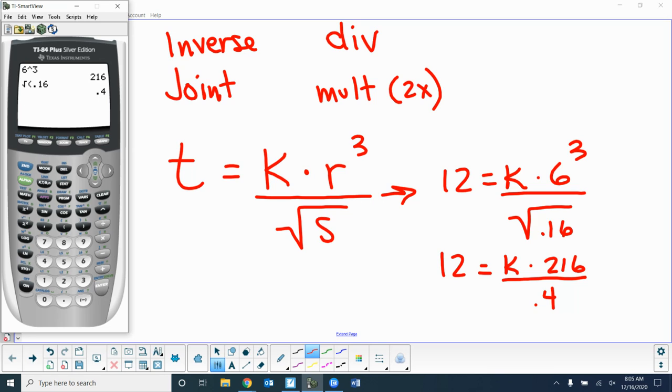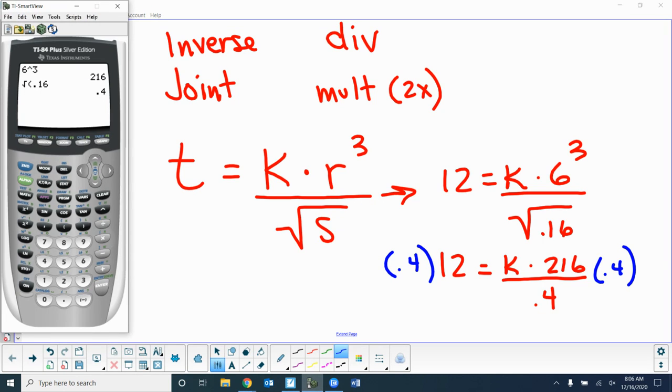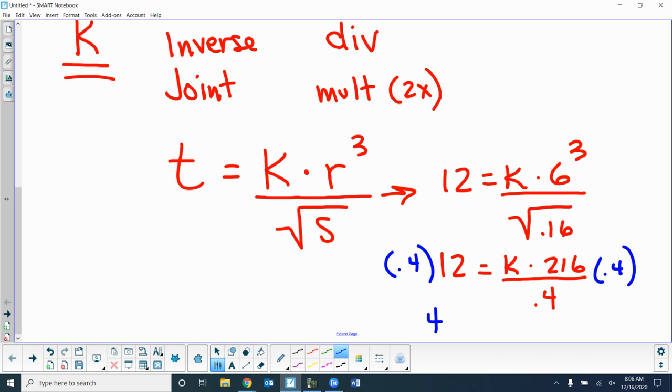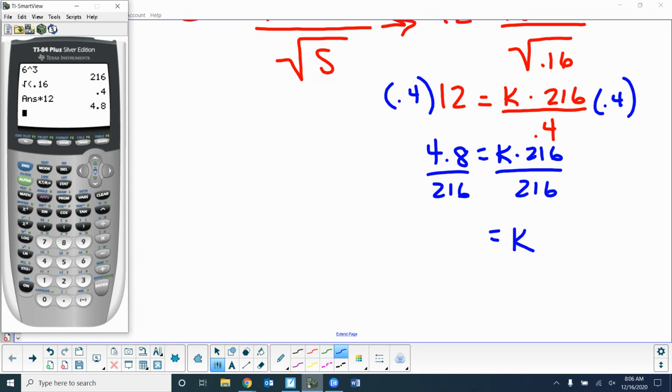So what I would do is move the 0.4 first. Since it's division, I would do multiplication. So I got that 0.4 there already. Let's go times 12. There's 4.8 on the left now. And then I'll divide that by 216 to finish it up, and that'll be whatever K is. That's all we have to do then. So I already got that 4.8 in there, divided by 216. So it's 0.02 repeating.